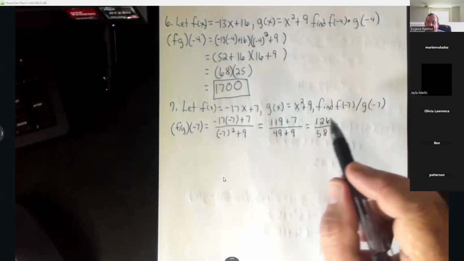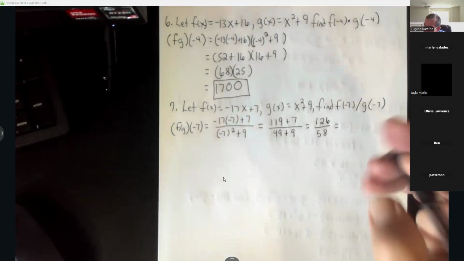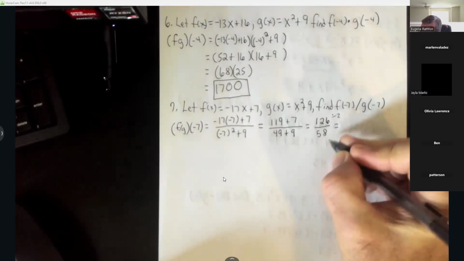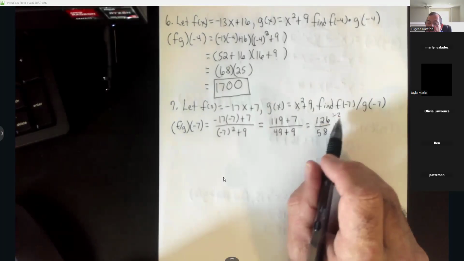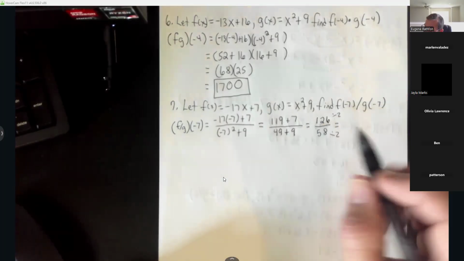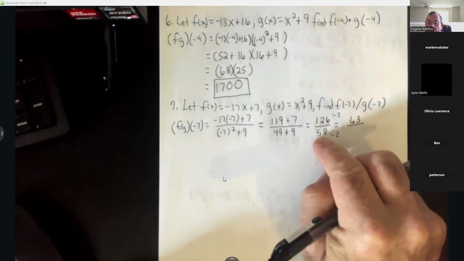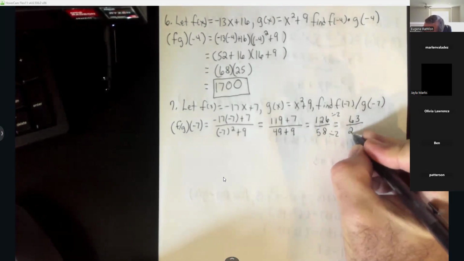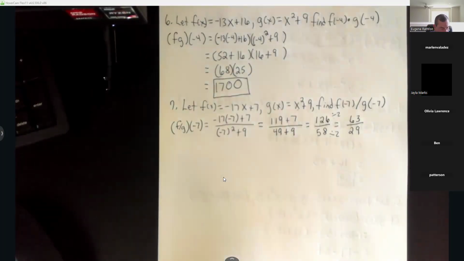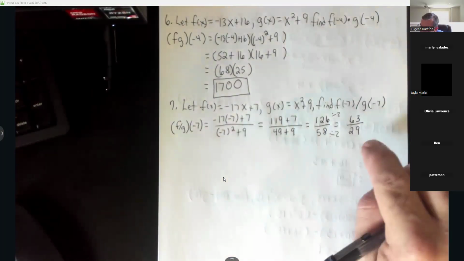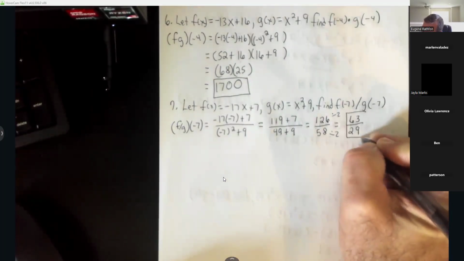So now I need to try to simplify this. Both of these are even numbers. So since they're both even numbers, I'm going to divide the top and bottom by 2 and see what I get. 126 divided by 2 gives me 63. 58 divided by 2 gives me 29. I think at that point, 29 is pretty much a prime number. So I'm pretty sure that's the final answer.